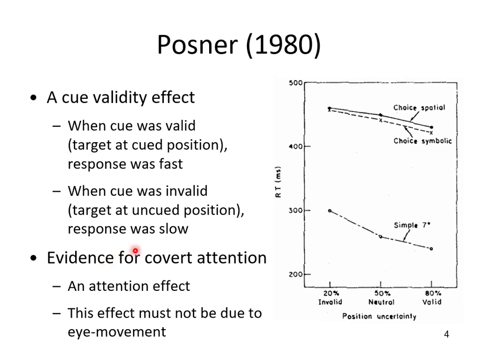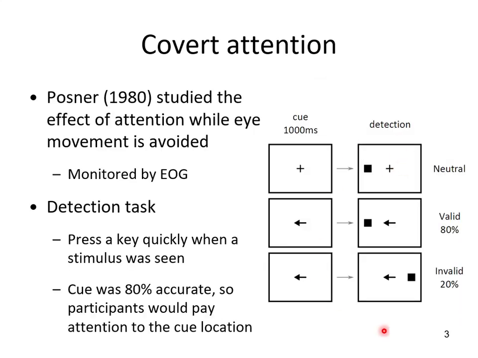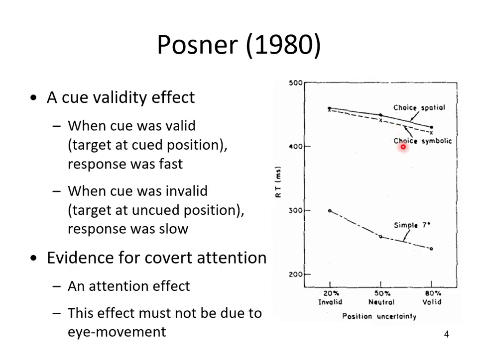So this shows you evidence for covert attention. Now, what is this tool, you may ask? It is actually irrelevant to us. In Posner's paper, he did not only do this task, but he also did some other tasks. For example, to judge what letter is shown here. So here you have a choice spatial or choice symbolic. It's actually some other task, but the logic is the same, and therefore you can see the effect is very similar.